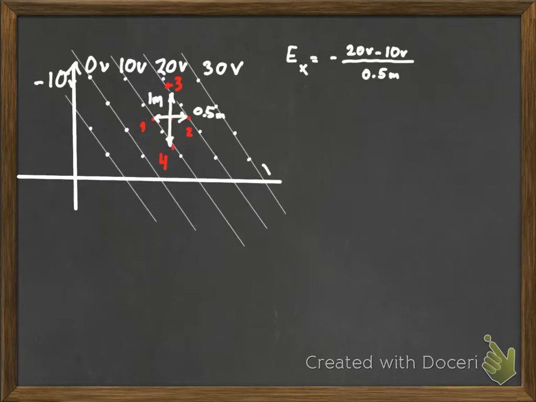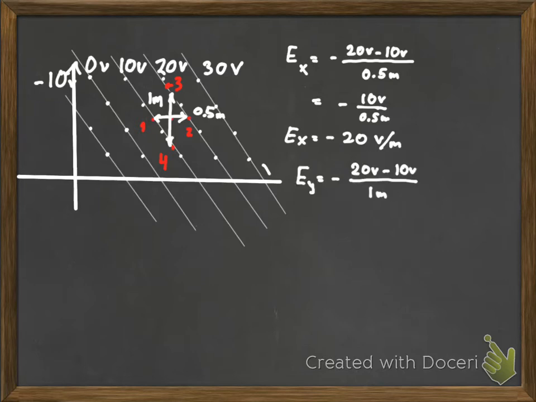Point 1 is on the 10 volt equipotential. So the equation says minus delta V, which in this case will be 20 volts minus 10 volts, divided by the distance between 1 and 2, which is 0.5 meters in this example. So the numerator is 10 volts, so minus 10 divided by 0.5, which gives us negative 20 volts per meter. So we know that the x component of the electric field is negative in this example, and it is minus 20 volts per meter.